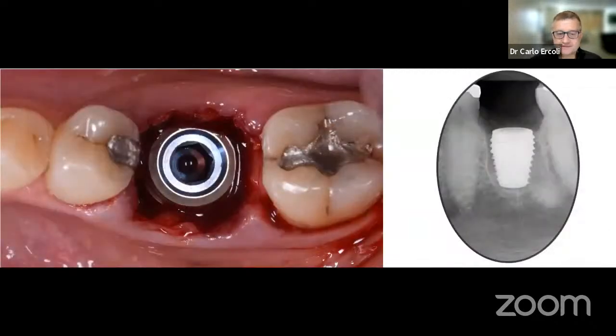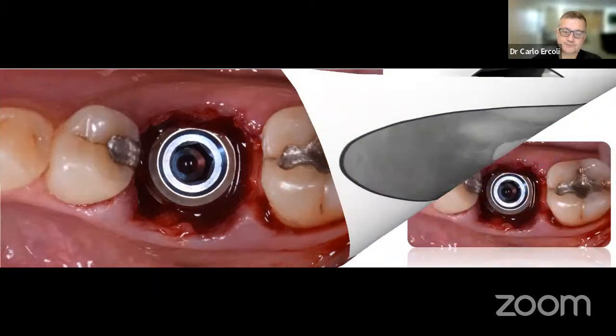But if you look at this implant, this is one of the immediate molar implants from BioHorizons. You can clearly see that the 7 millimeter implant in this case was able to achieve primary stability by engaging the buccal and lingual wall of the socket.